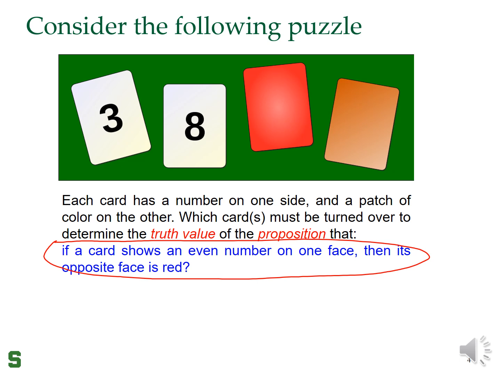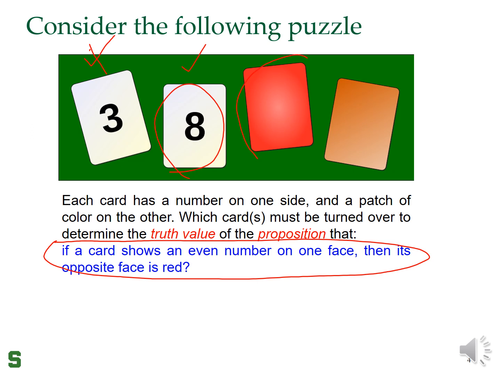This card has an odd number on the face, so we really don't care what is on the back side of it, so we don't care about this card. This second card has an even number on its face, so in order for this proposition to be true, we need to check that the back of this card is red, so we need to check the second card.